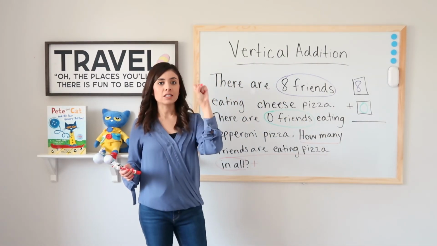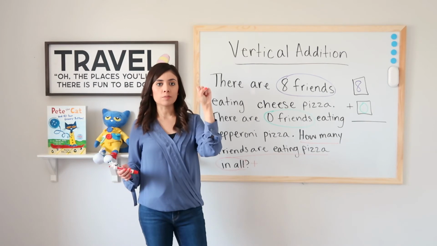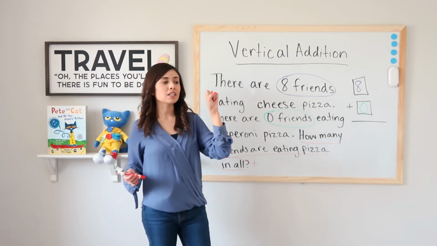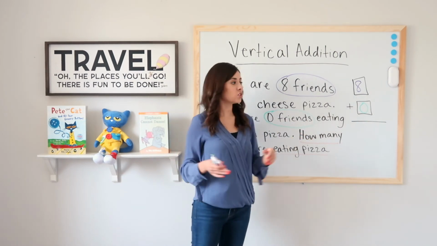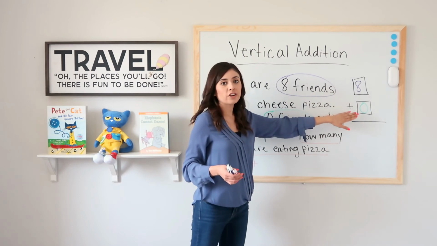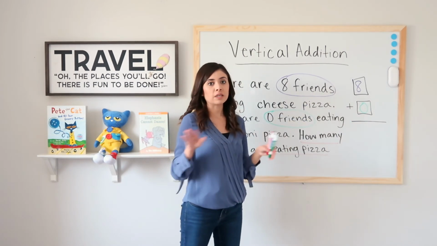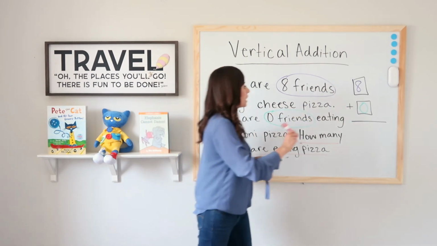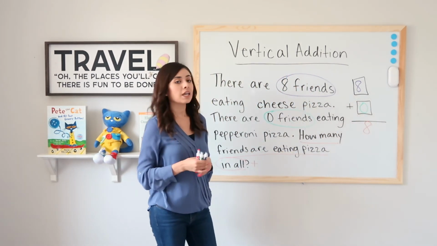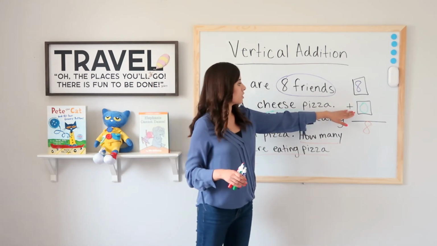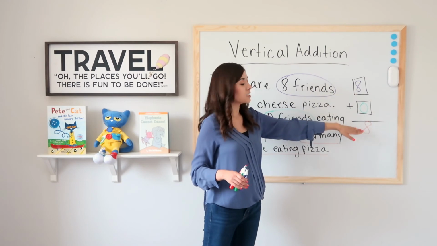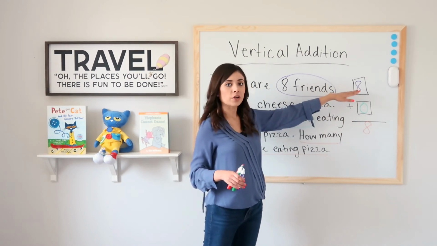Let's go ahead and hold a fist and say 8 and jump up 0. 8. Oh, that's right. 0 means none. So my answer is just 8. I did not add any more friends, right? Because 0 means none. So my answer to 8 plus 0 is 8. And if you remember, the secret to adding 0 is that when you add 0 to a number, the answer or the sum is that number.